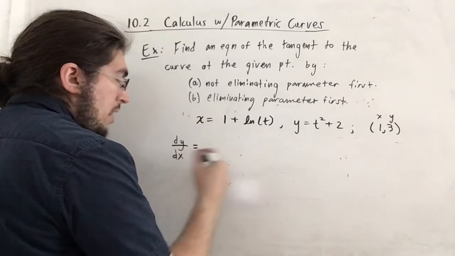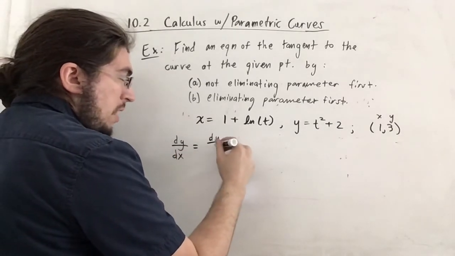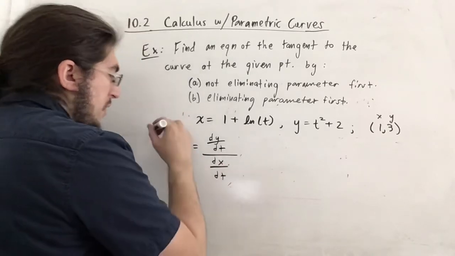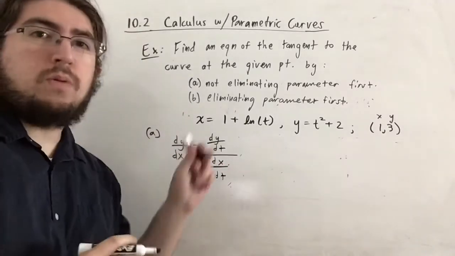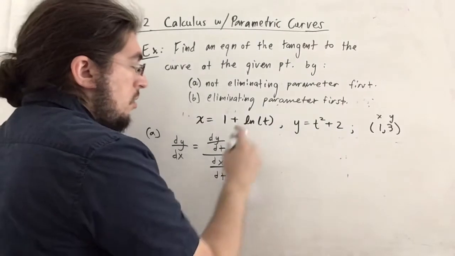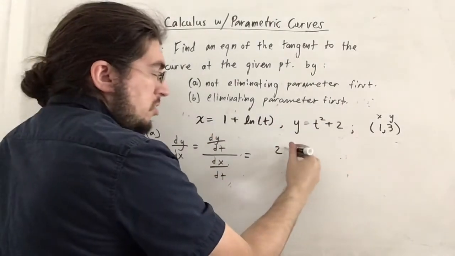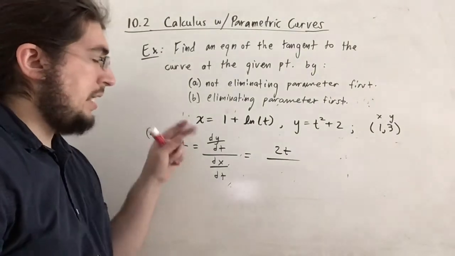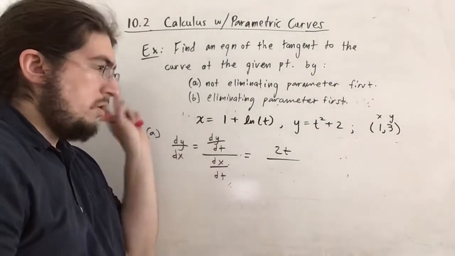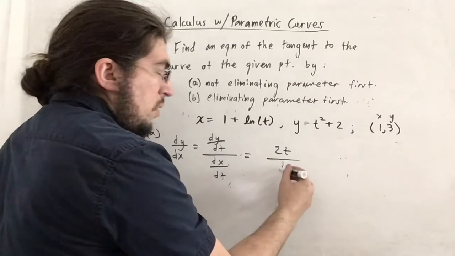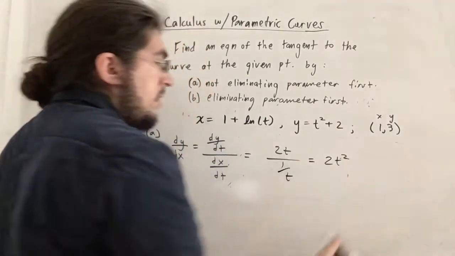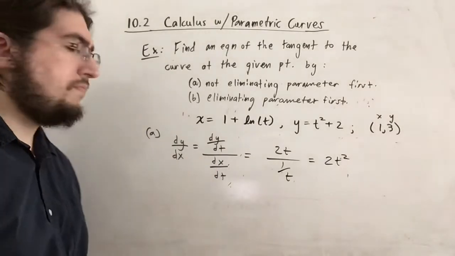And we know dy over dx is just dy over dt over dx over dt. So for part a, that's what we're using. Let's see what happens. The derivative of y is just 2t because the 2 goes to 0. What about dx dt? The derivative of 1 is 0, so that goes away. The derivative of ln of t is 1 over t. So we could bring it up to the numerator and end up getting 2t squared.